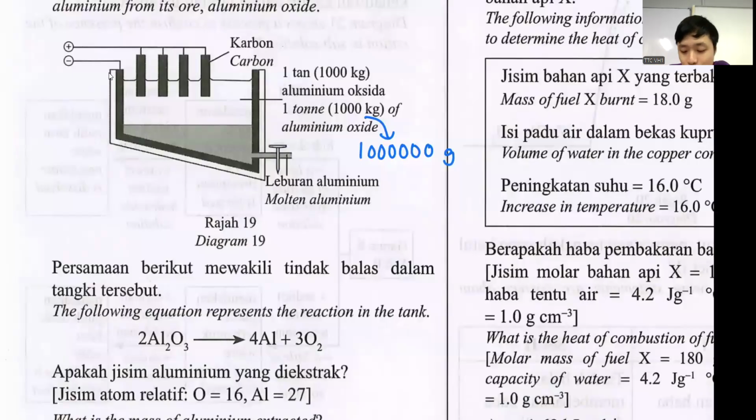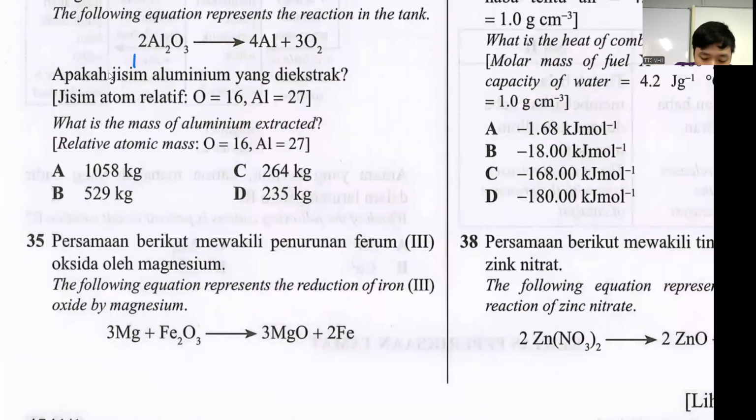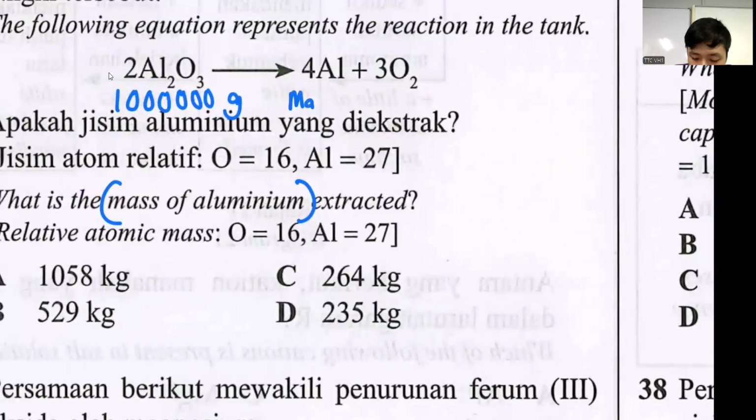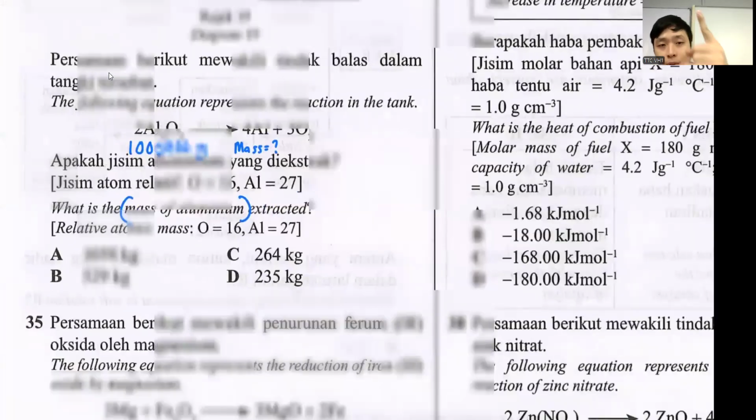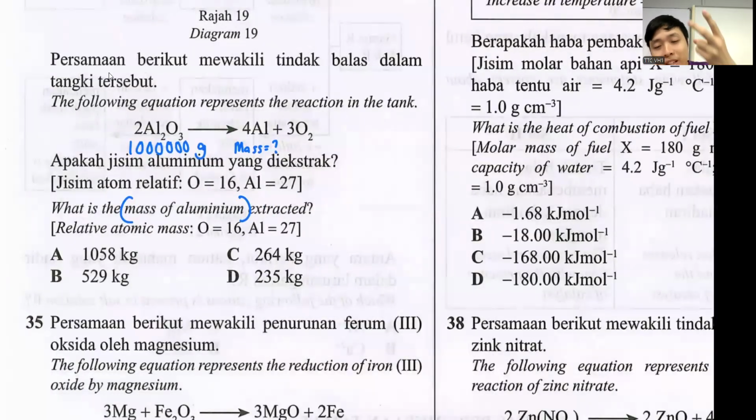So in the exam sometimes they like to give you big numbers. In this case, 1 million gram of aluminium oxide. You write down the information. 1 million gram has 6 zeros, be careful. They ask what is the mass of aluminium extracted, so they want to find the mass of aluminium. Three steps. First step, find the number of mole. Second, ratio. Third, mass.